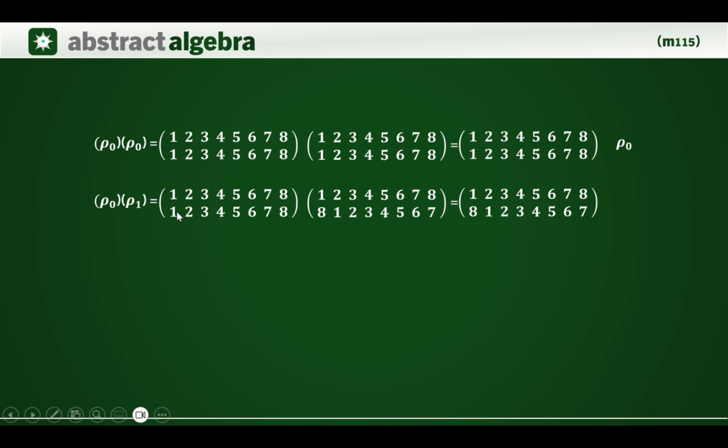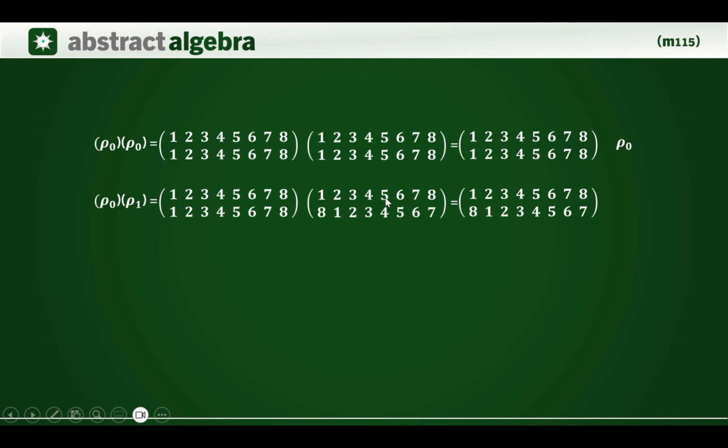So 1 maps to 1, 2 maps to 1, and 3 maps to 2, so we are going to find the 2 here. Below the 2 is the 2, so 3 maps to 2. Next, 4 maps to 3, so we are going to find the 3 here. The 3 maps to 3, so 4 maps to 3.